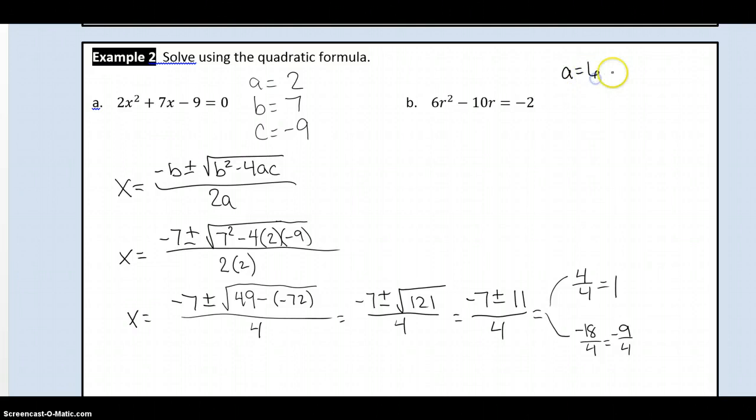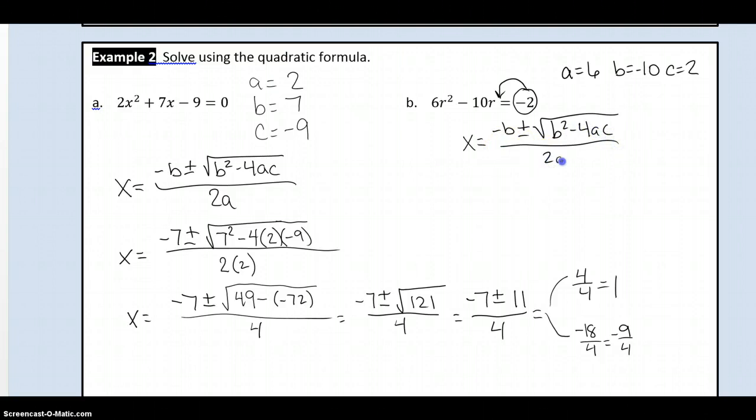So on this one, A is 6, B is negative 10, and C will actually be 2. Don't forget, you need to add this over to this side before you can decide what C is. And then again, write your big old formula. You get to hear me sing again. X equals negative b plus or minus the square root of b squared minus 4ac all over 2a. And then you are going to plug all those in just like we did on that last one. I'm going to pause here for a second, let you finish out that problem, and then I'll turn it back on for you to check your answer.